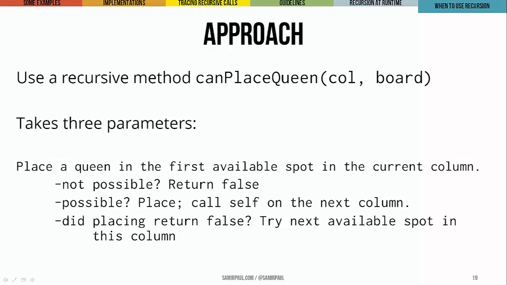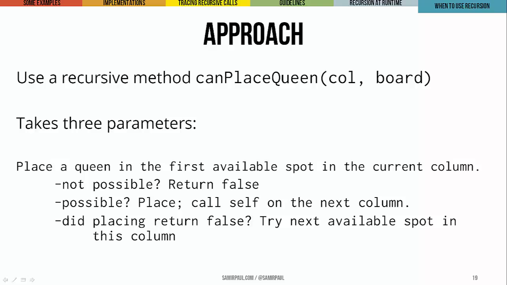Initially, the board is going to start out empty. And the first time we call this method, it's just going to place a queen right at the top of the very first column. Then it calls itself to try to place a queen in the very first safe spot in column 2, and then again at the first spot of column 3, and then again at the first safe spot of column 4, and so on. Until finally, it calls itself to place a queen in the very first safe spot of the last column.